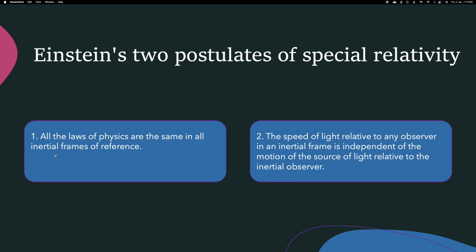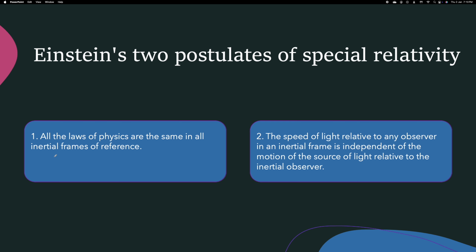Okay, that's the first one, but with a little modification: instead of only the laws of mechanics, all laws of physics apply in all inertial frames of reference. Whereas the second one is new, given by Einstein, which says that the speed of light relative to any observer in an inertial frame is independent of the motion of the source of light relative to the inertial observer.